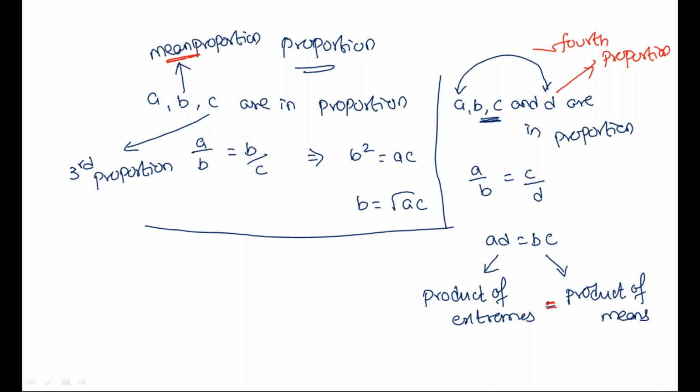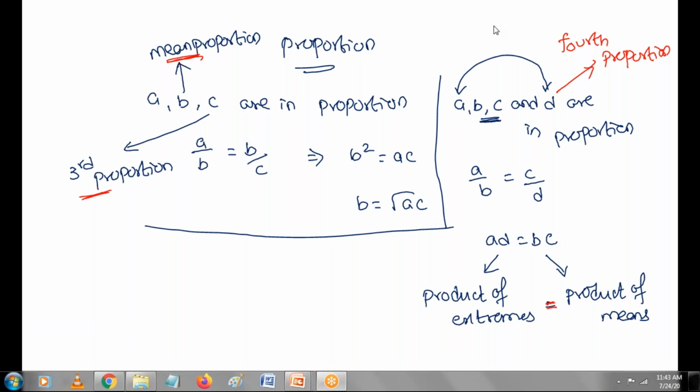Now hope you are clear. B is mean proportion, C is third proportion, D is fourth proportion in this, right? Now let me go ahead with the questions, guys. Fine, Sindhu, is it okay now? Hope you can see my screen, right? Proportion is very simple. Mean proportion, third proportion, fourth proportion, you just stick to the given thing. So now let's go for the next slide, friends.